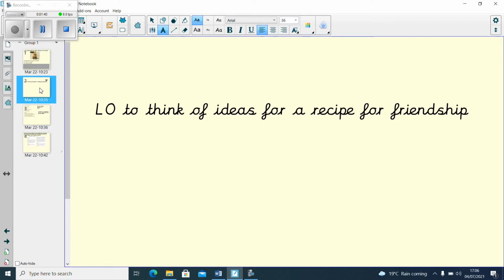Any ideas? Have you seen a recipe? Have you got any at home? Have you used a recipe? Yes, that's right. So a recipe is something that we find maybe in a cookbook. You can get them off the internet now, and they tell you how to make something or how to bake something. Okay, so I'm going to show you a recipe now.